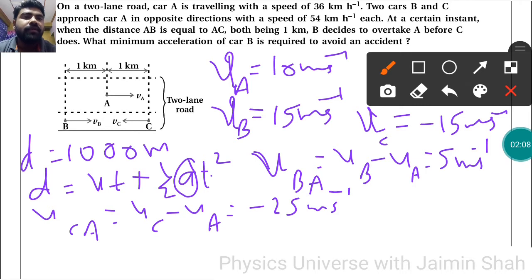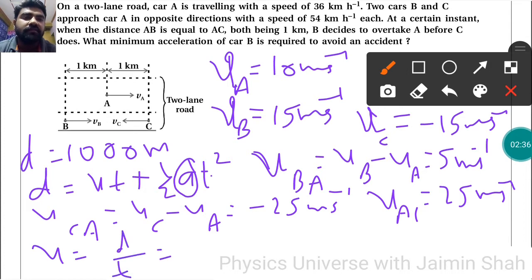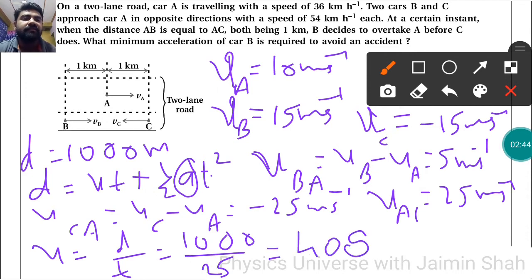Now because B decides to overtake A before C does, here we have to find that. UC minus UA, we can also find UAC, that is 25 meter second inverse. So for timing, the formula is U is equal to distance upon time. Now what is distance? 1000 upon 25, that will be 40. So 40 is the time, and that is in seconds.